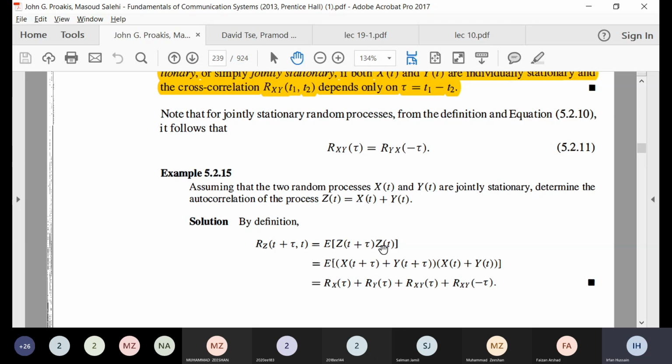So this will be t plus tau and this will be t. I put the value of z(t plus tau), which will be x(t plus tau) plus y(t plus tau), and z(t) will be x(t) plus y(t). Now I take the products. So x will go with x. This will be the autocorrelation Rx(tau), because the difference between this and this is tau.